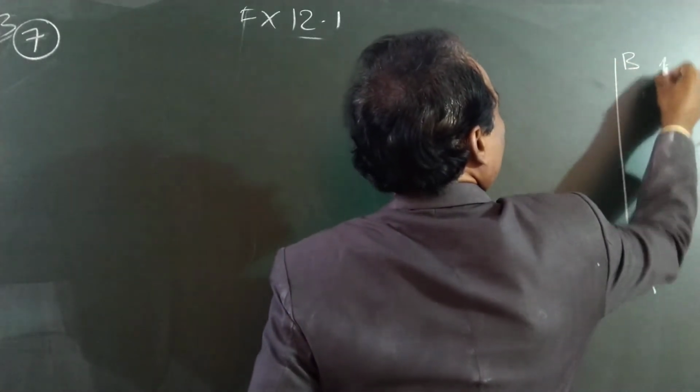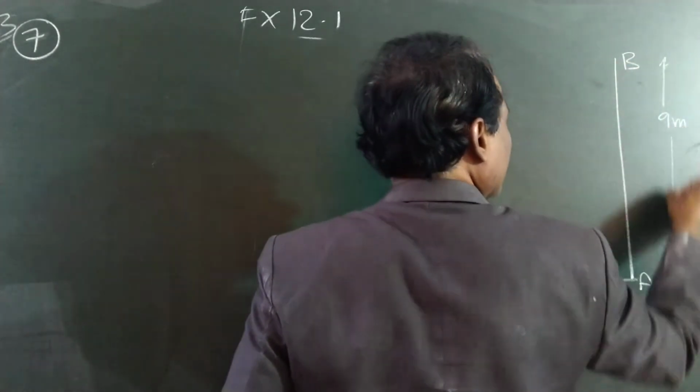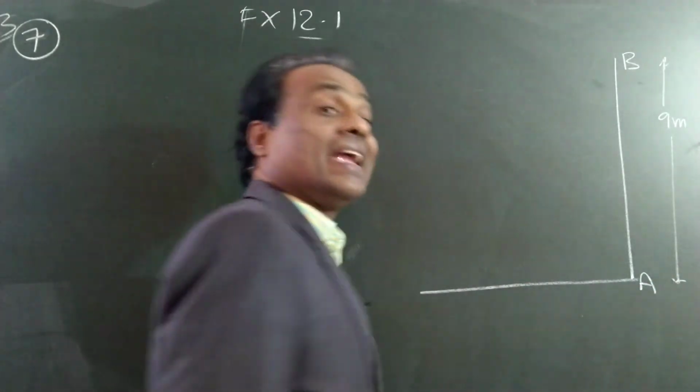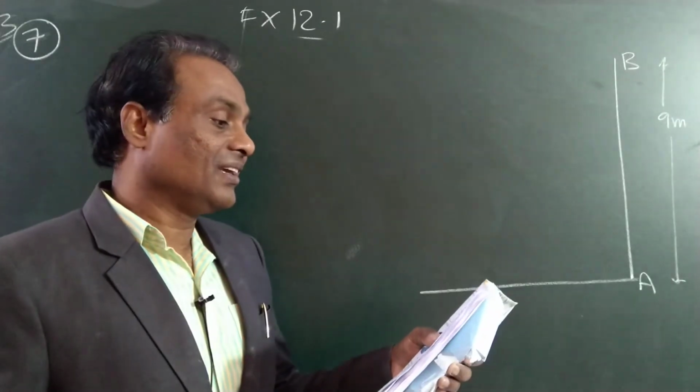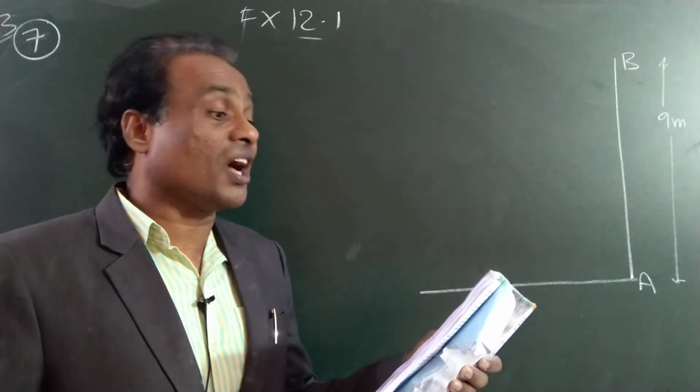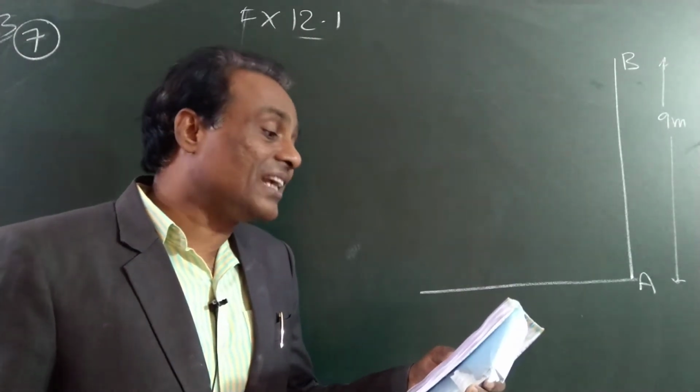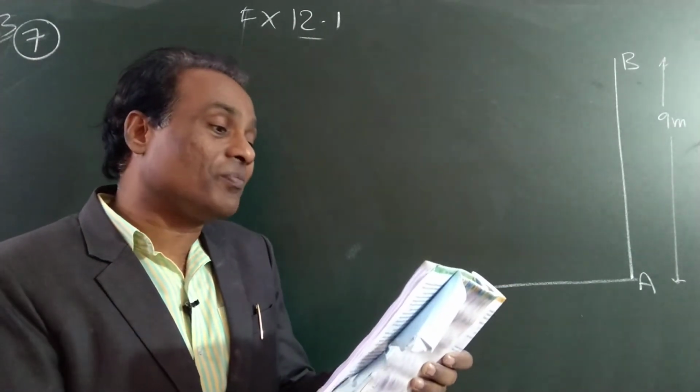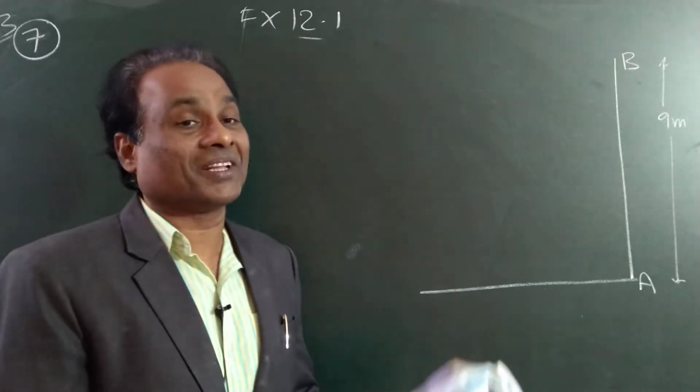What is the height of the pole? 9 meters. Don't write. Height of the pole is 9 meters. An electric connection on a pole of height 9 meters. He needs to reach 1.8 meters below the top of the pole to repair the work.